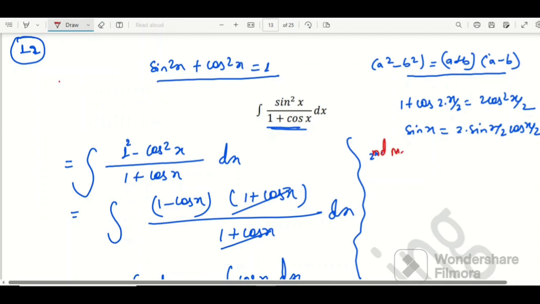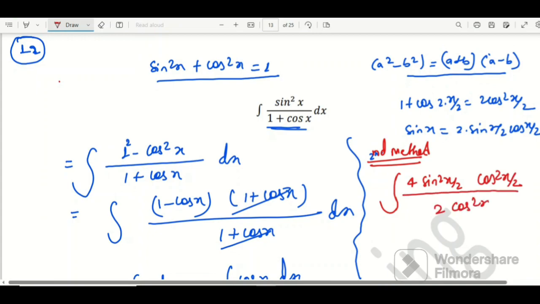This is the second method we can try. Sin x is 2 sin(x/2) into cos(x/2). So its square is there. So it will be 4 sin square(x/2) into cos square(x/2), and now we'll have 2 cos square(x/2) dx.